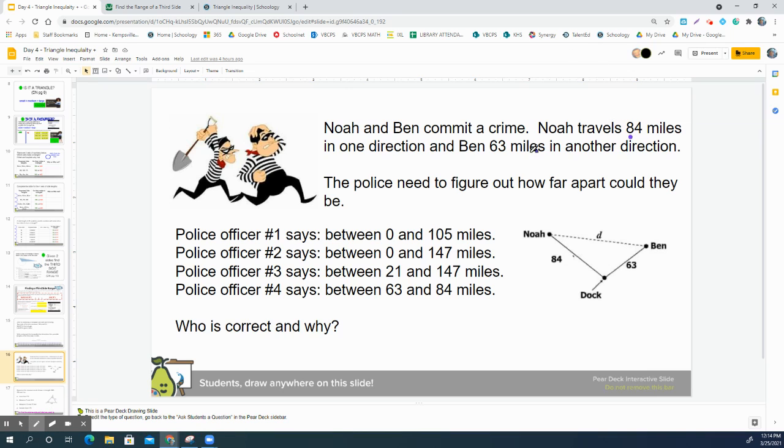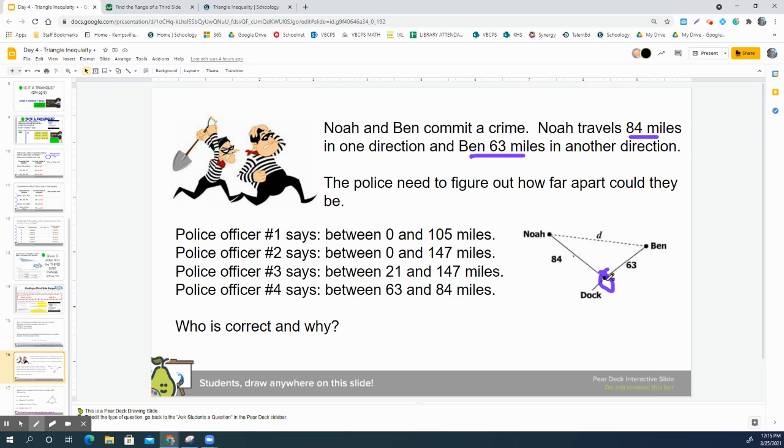Noah travels 84 miles in one direction and Ben travels 63 miles in another direction. This picture is leading you to believe that they've gone in these particular directions, but I want you to think of this as a hinge. If they ran in the exact same direction, how far ahead of Ben is Noah? What is the difference? 84 minus 63. What's 84 minus 63? 21.